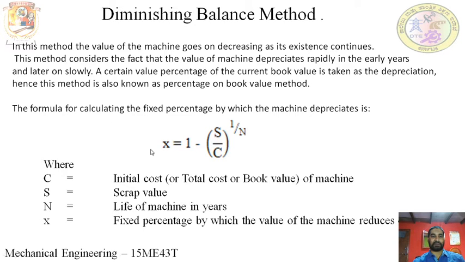So, it is the fixed percentage X that is given by the formula. It is the fixed percentage, not the fixed installment. How does the fixed percentage decrease the value?